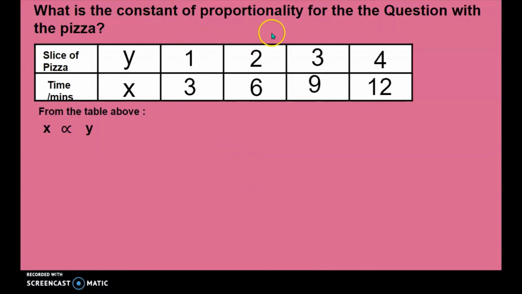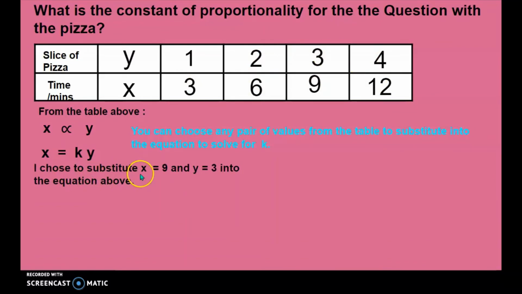What is the constant of proportionality for the question with the pizza? We know the answer is 3, but let's use the equation to figure out how we got 3. So we know X varies with Y, and X is equal to K times Y. You can choose any pair of values from the table to substitute into the equation to solve for K. So you can either use 1 and 3, 2 and 6, 3 and 9, or 4 and 12.